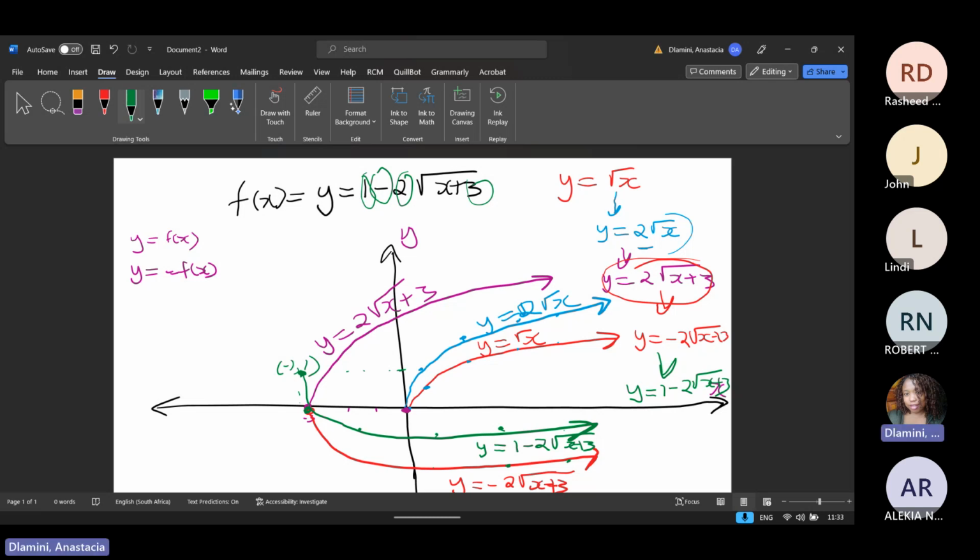So if you understand your shifting, your transformations, then it's easier for you. If I give you a function and say sketch, it'll be easier for you to sketch. But if you don't understand your vertical shifting, horizontal shifting, your stretching and your shrinking, your reflections about the x-axis and the y-axis, then it will be a problem for you to understand how to draw this graph without using points.